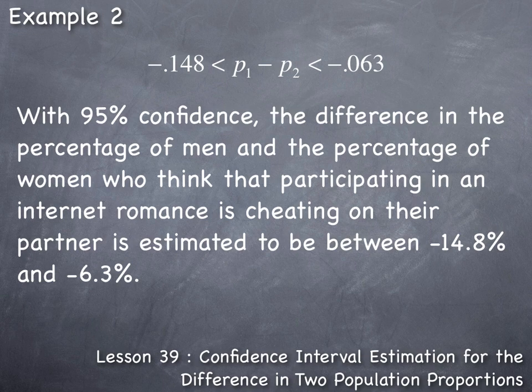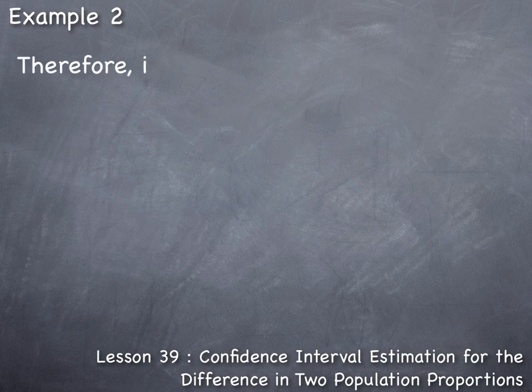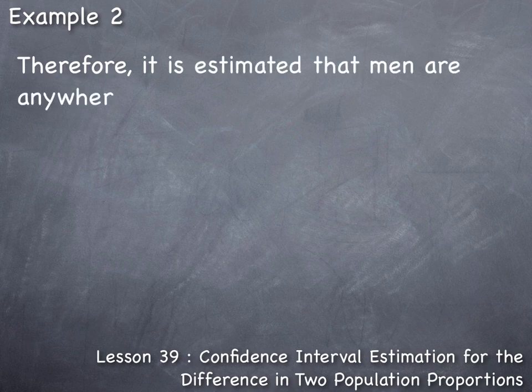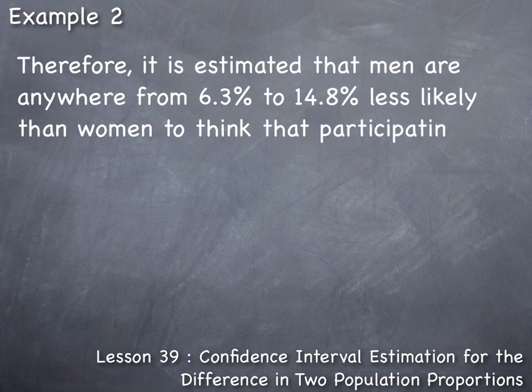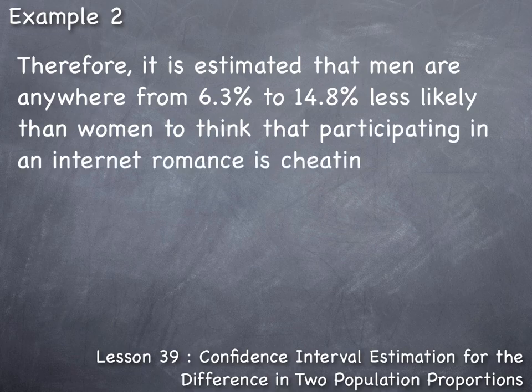Here, since both values of L and U are negative, this indicates that the first population proportion is less than the second population proportion. The first population was of men, so we can reach this conclusion. Therefore, it is estimated that men are anywhere from 6.3% to 14.8% less likely than women to think that participating in an internet romance is cheating on their partner.